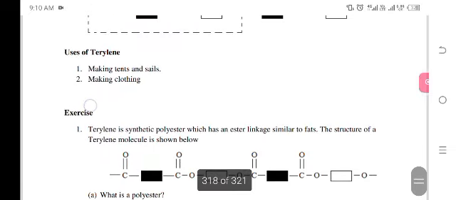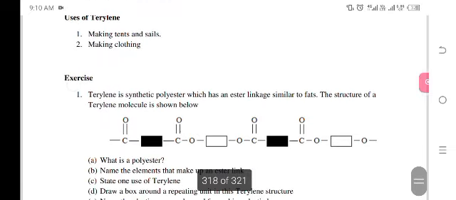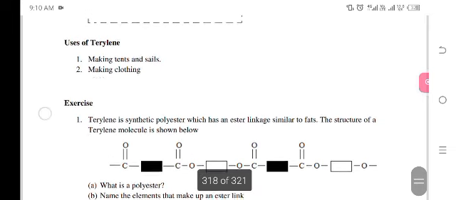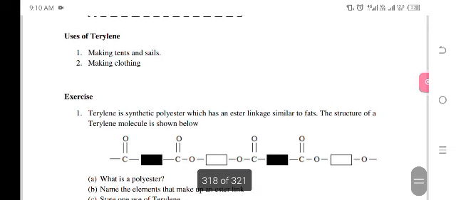Then we have uses of terylene. Usually terylene is used in making tents, sails, making clothing as well. Most clothes are terylene.